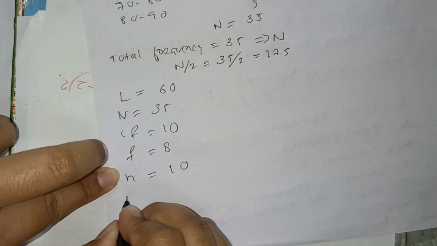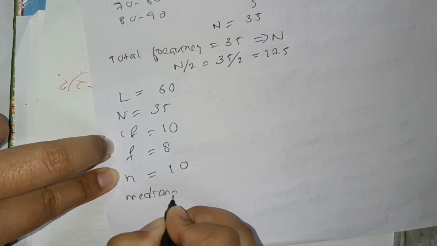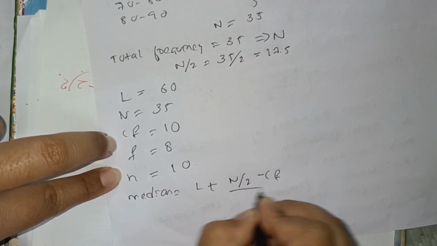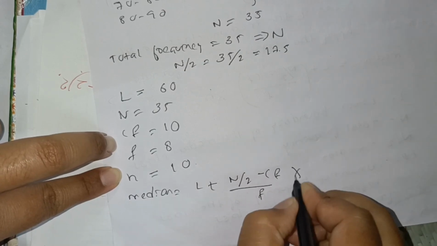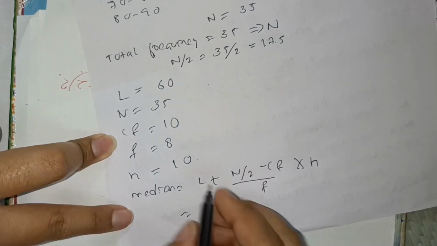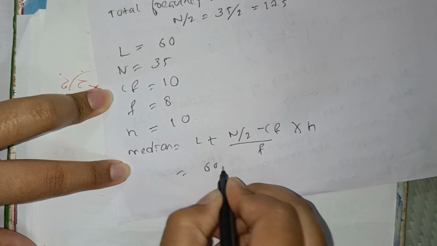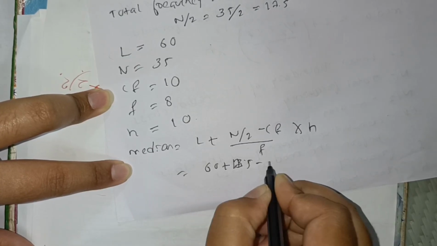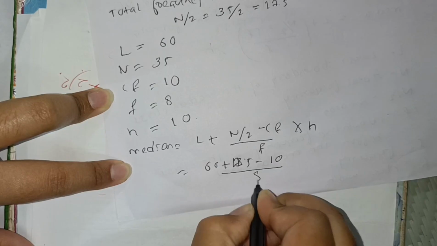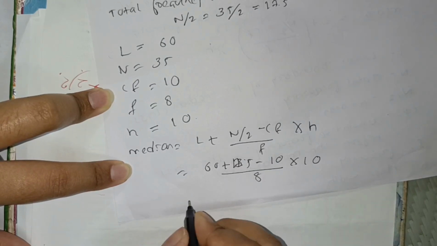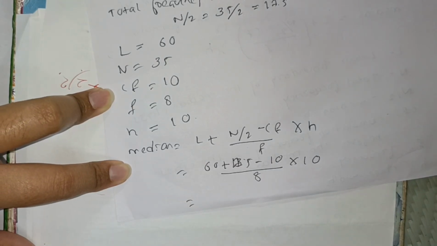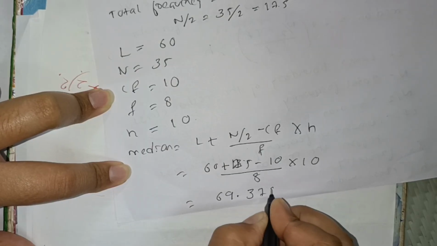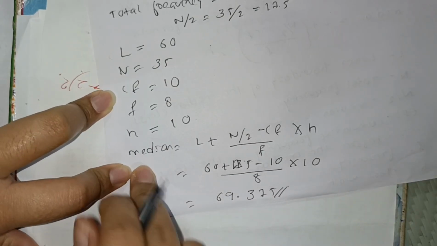By using this formula, median equals L plus (n by 2 minus CF) by f into h. Substitute all the values here. 60 plus (17.5 minus 10) divided by 8 into h. You will get a value as 69.375, which is our median.